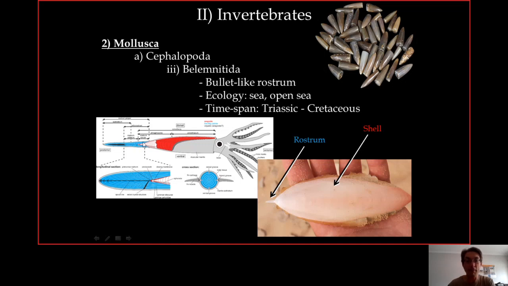In belemnites, it was very, very big and very, very dense, and that's why you find it preserved. And again, the ecology is the same as the other cephalopods. They are open sea predators. The time span is interesting because it overlaps with the ammonites. Triassic to Cretaceous, they also went extinct with the dinosaurs. So it's a purely Mesozoic fossil. If you find that bullet-like shape, you know you're looking at the Mesozoic.